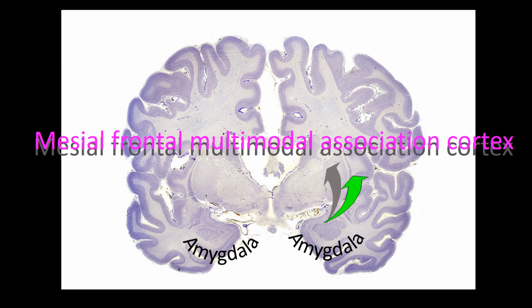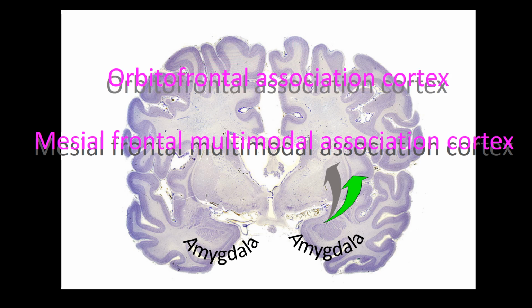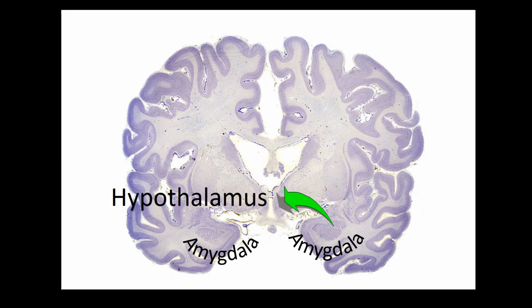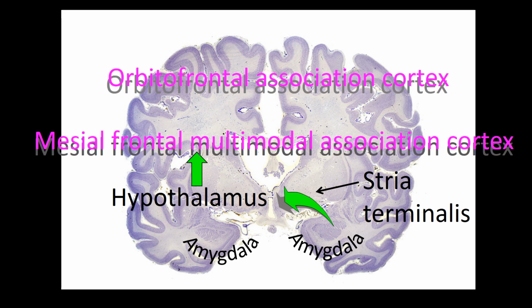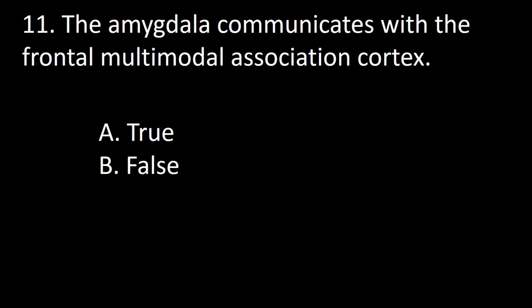The amygdala reaches the medial frontal multimodal association cortex and the orbitofrontal association cortex directly or going through the hypothalamus by way of the stria terminalis, and from the hypothalamus fibers go to the frontal association cortex. So the answer to this question is true.